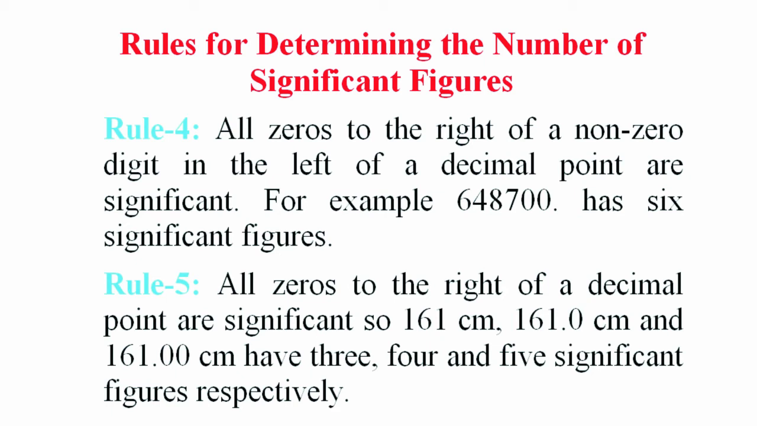Fifth point, all zeros to the right of the decimal point are significant. So 161 centimeter, or you can write 161.0 centimeter, and 161.00 centimeter have 3, 4 and 5 significant figures respectively.